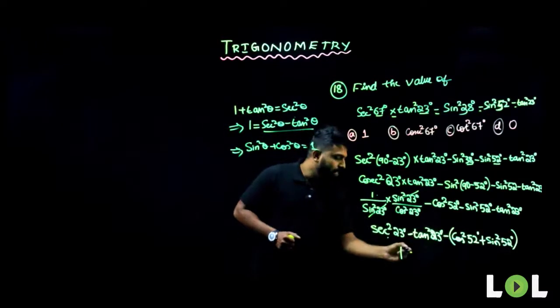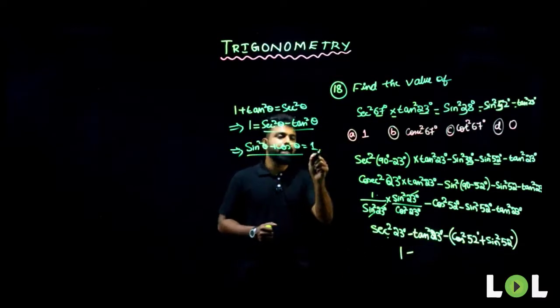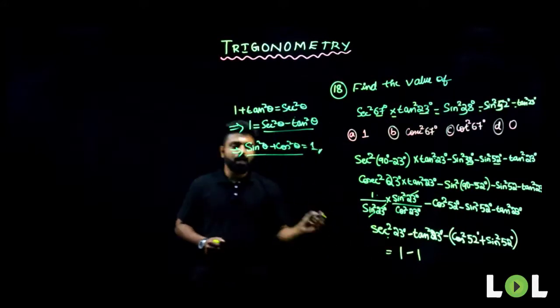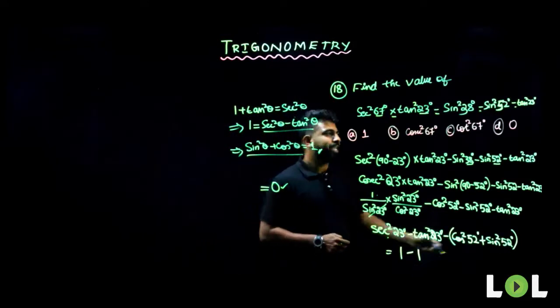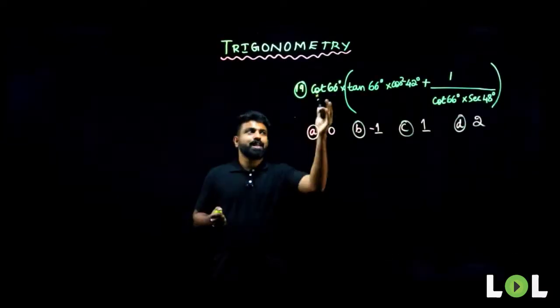We have this minus here. Minus of cos square theta plus sin square theta is nothing but again 1. So what do we have? 1 minus 1. What do we have for the final answer? 0 will be my final answer. Do we have that in our options? Yes. Option D, 0.